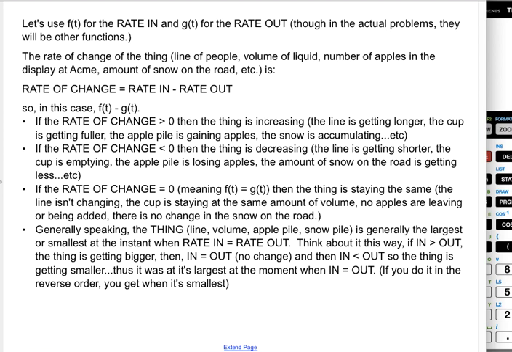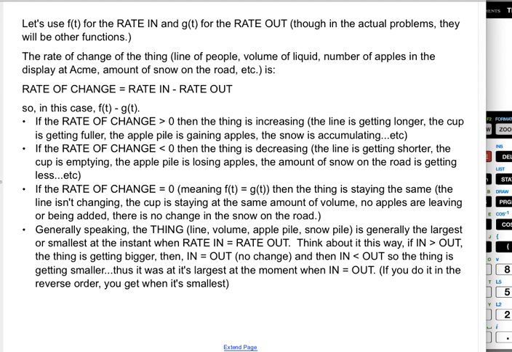If that total rate of change is greater than 0, meaning the rate in is bigger than the rate out, then the line or the cup or the pile of apples or the snow is getting bigger. Like the line's getting longer, the cup's getting fuller, the apple pile's gaining apples, the snow is accumulating. If the rate of change, meaning rate in minus rate out, is positive, then whatever the thing is, it's getting bigger, right? More of that thing. It's getting more of that quantity.